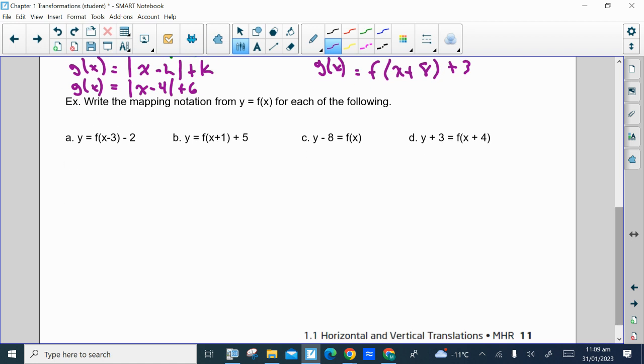So these next examples, write the mapping notation from y equals f at x for each of the following. So for the first one, our h value will be positive 3, our k value would be negative 2. An h value of positive 3 means it's going to go 3 to the right. In other words, you're adding 3 to the x values. K is negative 2, so you're going to go 2 down, or you're going to subtract 2 from the y values.